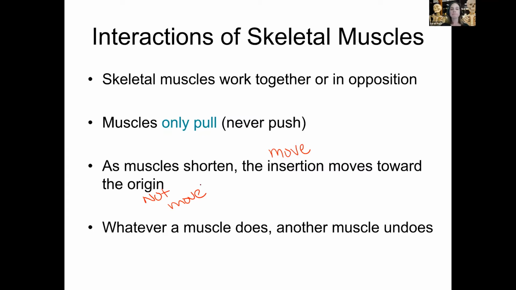Whatever one muscle does, another muscle or muscle group will undo. Again, you can think back to that whole flexing and extending of the arm at the elbow. Your bicep and your brachialis muscle will flex. The tricep will extend back out. So what one muscle does, another muscle has to undo.